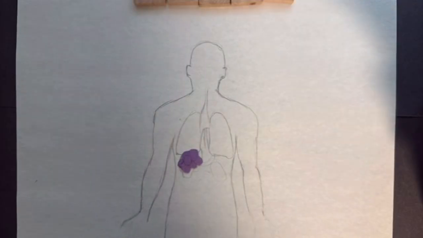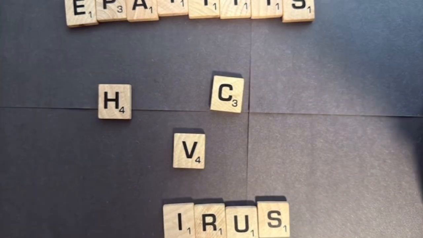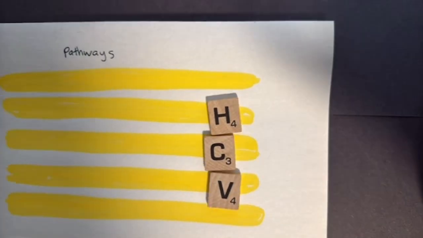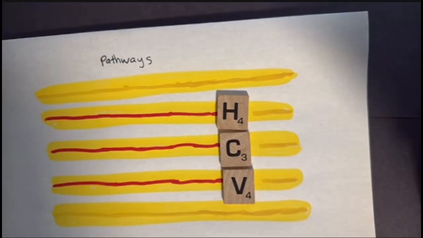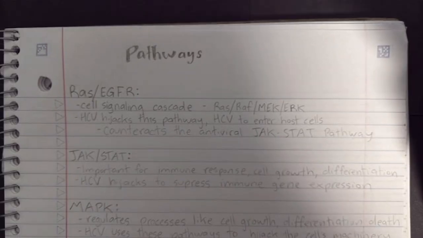I'm going to start by looking at this at a cellular level. The hepatitis C virus, or HCV for short, doesn't have a normal signal transduction pathway. It instead hijacks existing pathways within the host cells. In the interest of not boring you to death, I won't go into detail with every single pathway the virus hijacks. I'll just give you a quick rundown.